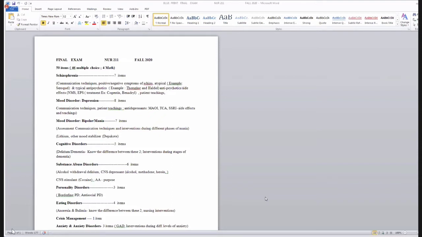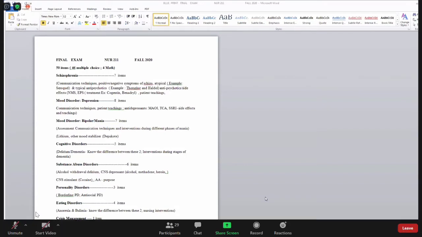What are the signs of alcohol withdrawal delirium? So if you know the signs of delirium, the signs of alcohol withdrawal delirium are almost the same. Those autonomic hyperactivity. What are those? When I say autonomic hyperactivity, anybody know what autonomic hyperactivity is? Alice, do you know? Hi, Alice. Do you know what autonomic hyperactivity is?